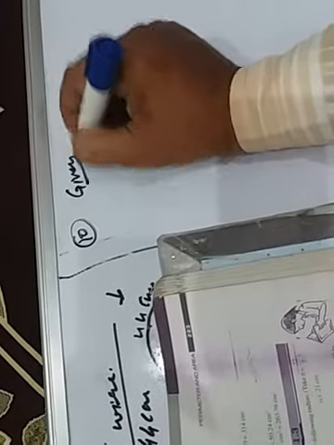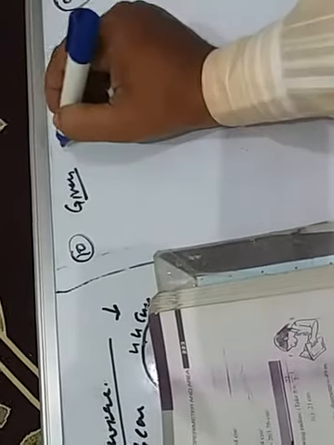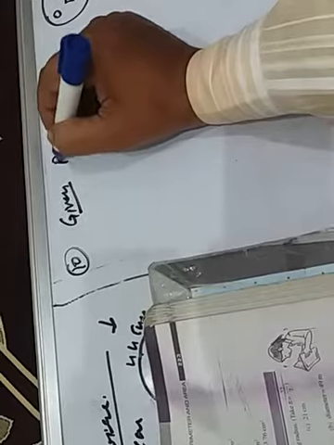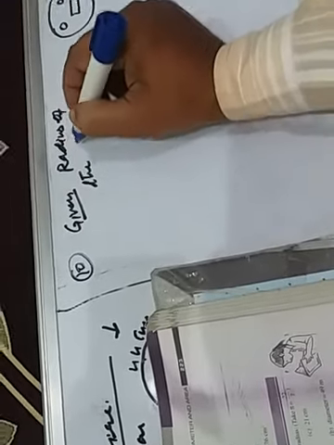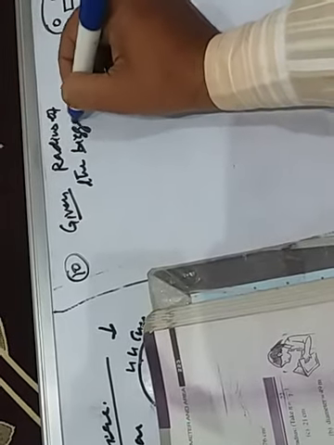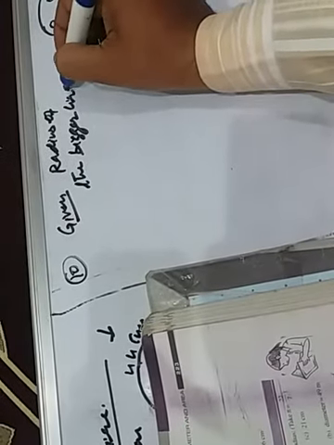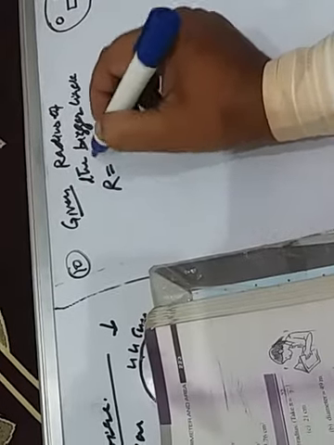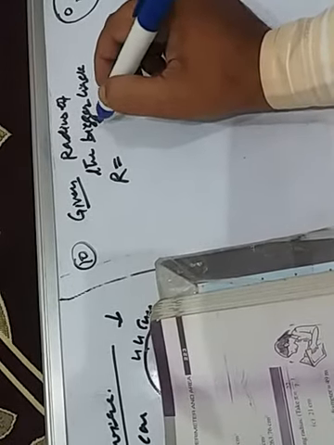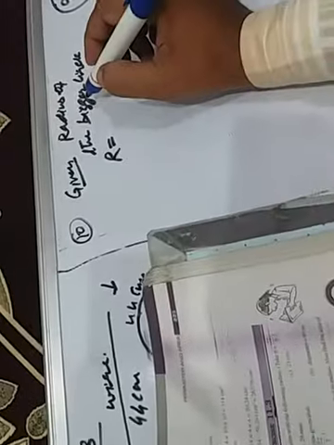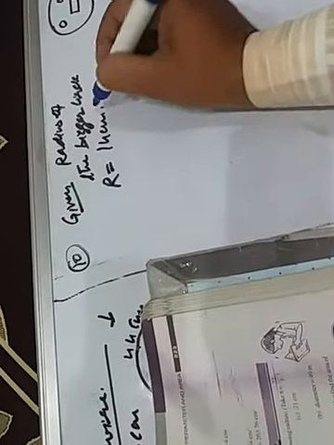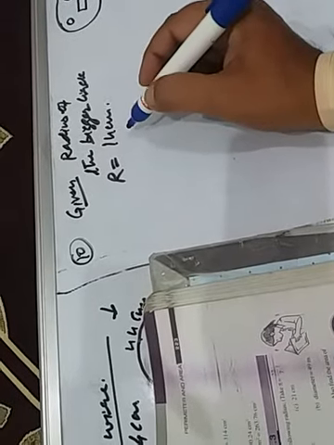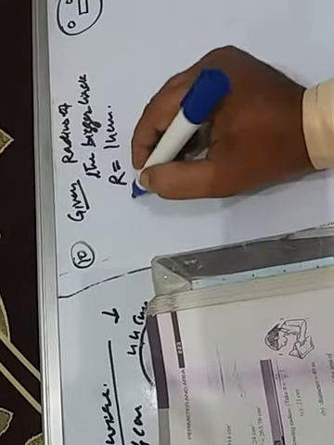What is given? Given R, radius of the bigger circle. Let it be capital R equal to 14 centimeter. From a circular card sheet of radius 14 centimeter. Clear? And what else is given?